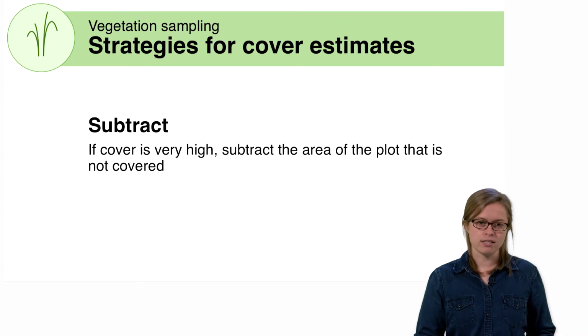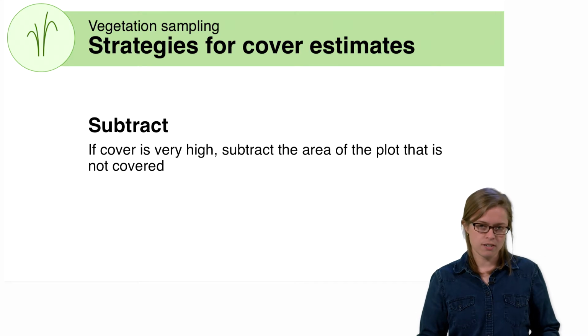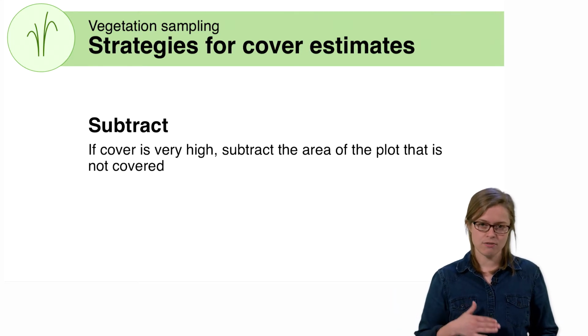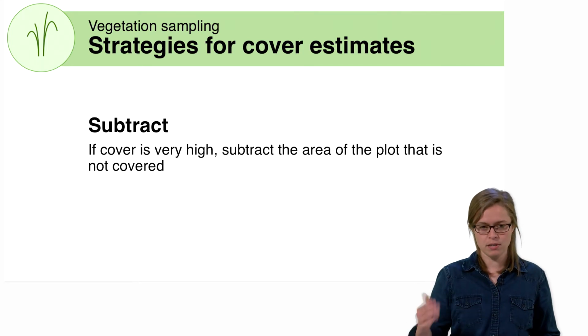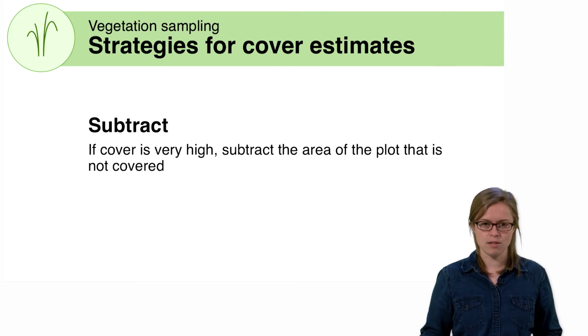Another strategy is to subtract. In some cases, a certain cover type might be so pervasive that it's actually easier to subtract from 100% than build up. In this case, you can just subtract the areas of the plot that are not covered by that cover type. Again, using our bare ground example, the areas that are not covered by bare ground. That will give you the total estimate of your cover type of focus.